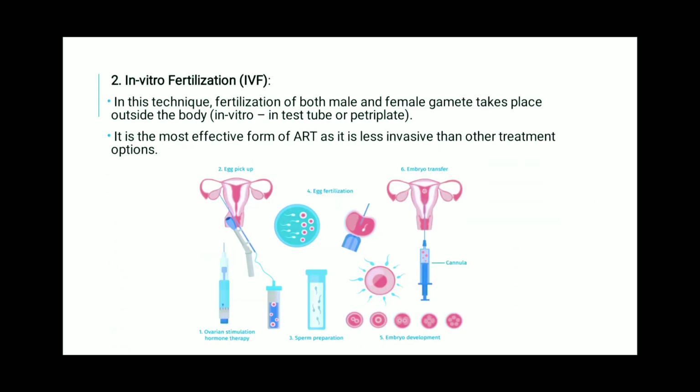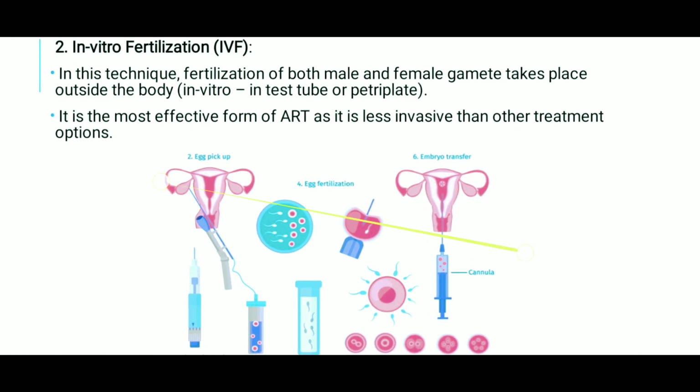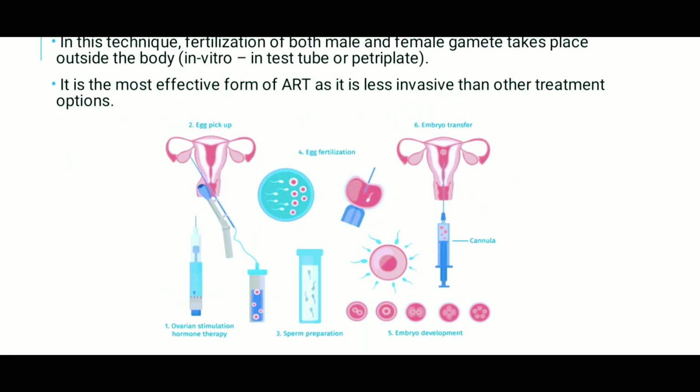The second method is in vitro fertilization. In this particular technique, fertilization of both the female and male gametes takes place outside the body, that is in the test tube or in the petri plate. It is the most effective form of ART. Now here in this particular diagram you will be able to notice first the ovarian stimulation is done by hormone therapy in a woman. Then the multiple egg formation will take place in the ovary.